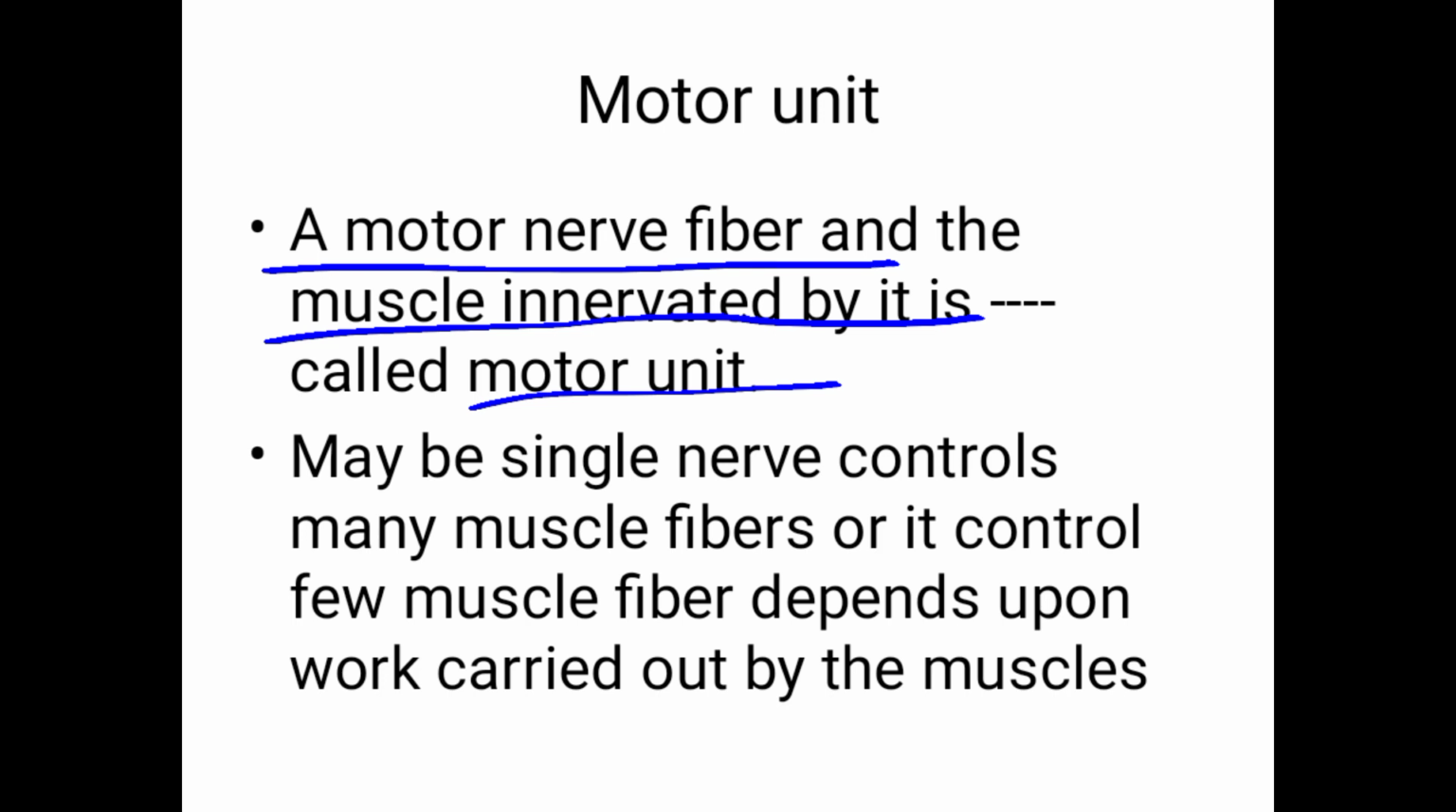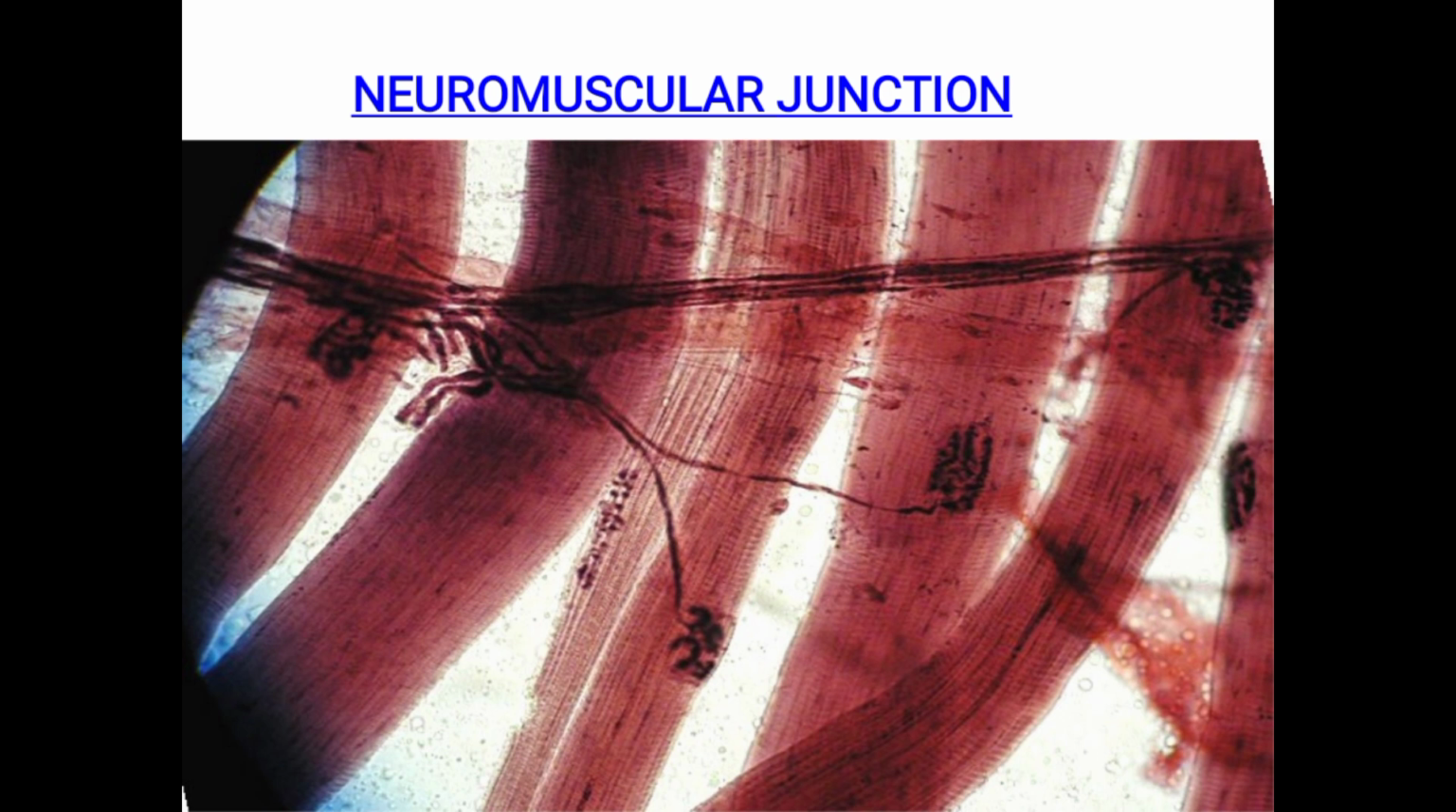A single nerve can control many muscle fibers, or maybe it controls a few fibers, depending on the working of the muscle. So between the motor nerve fiber and the skeletal muscle, this neuromuscular junction is present. So we will go to the neuromuscular junction.